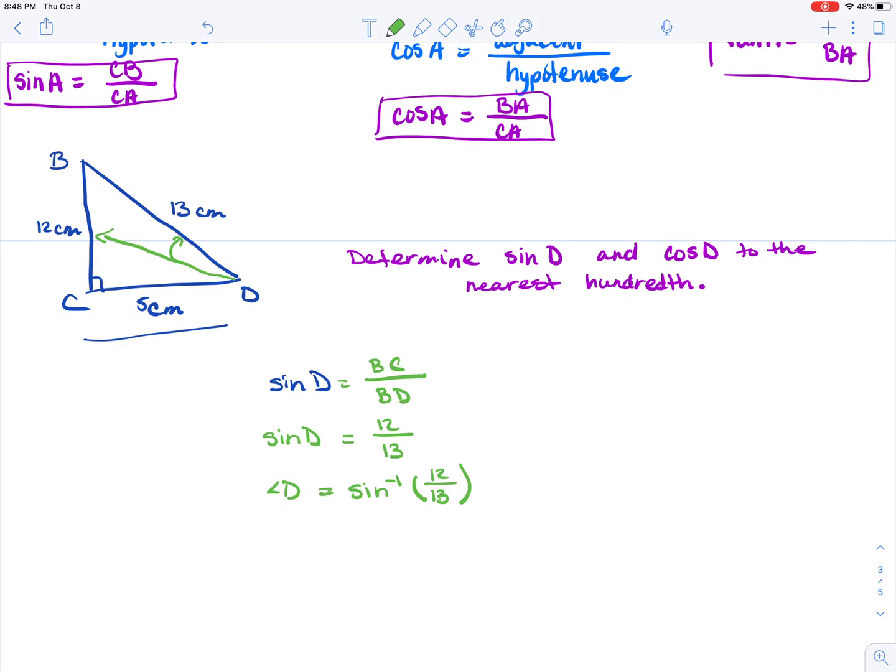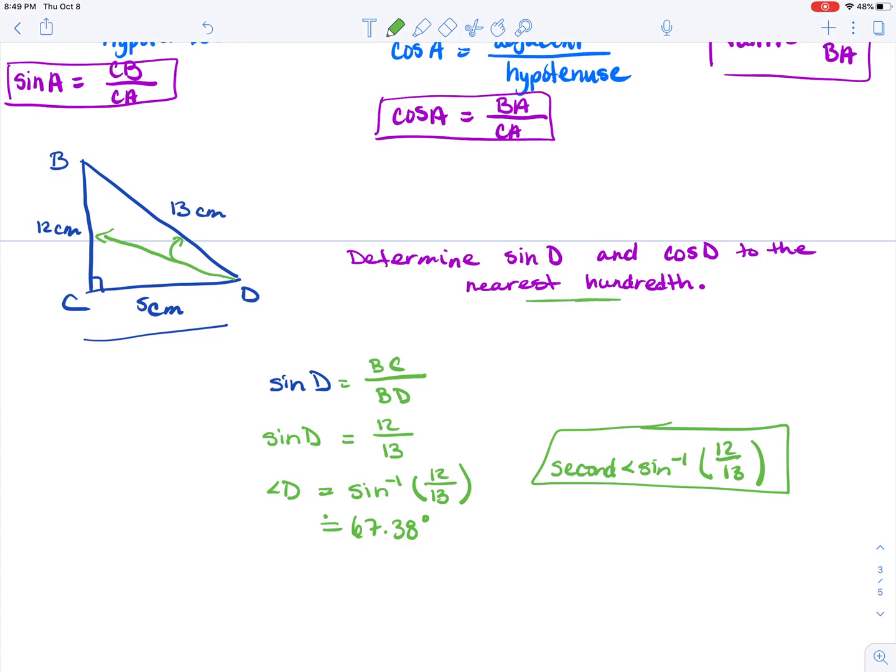So this is what you're actually going to put into your calculator. You're going to press second and then sine, because you need to get the sine inverse, sine to the power of negative 1, symbol. And then of course you're going to put 12 over 13. And the answer to that is 67.38 degrees roughly, because again, I'm rounding to the nearest hundredth as per the question asked.